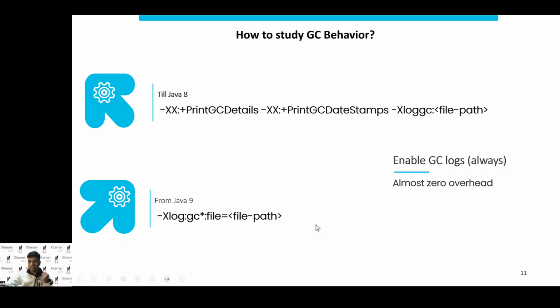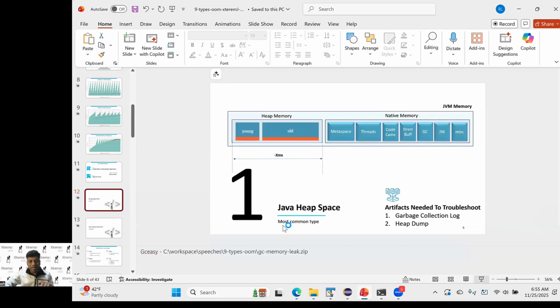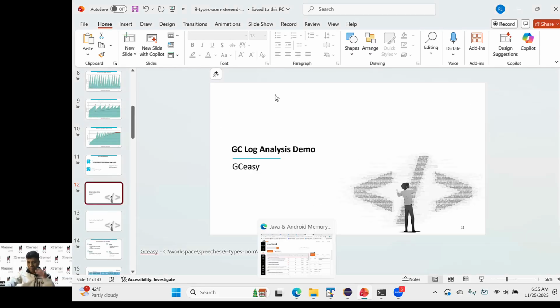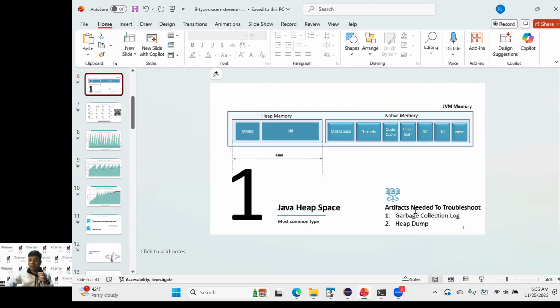Once you have this GC log, you can use GC log analysis tools like GCeasy to upload the file and see what's going on. So friends, this is why you need the GC log, to confirm that a memory leak is happening. Okay, now I have confirmed, yes, a memory leak is happening.